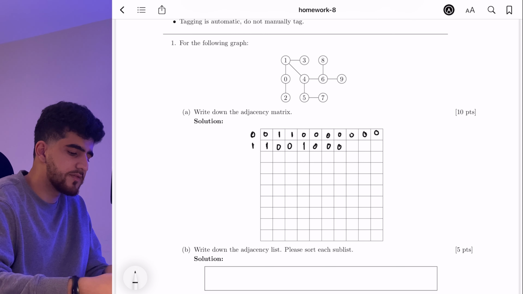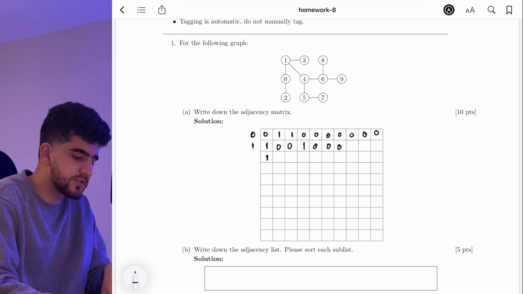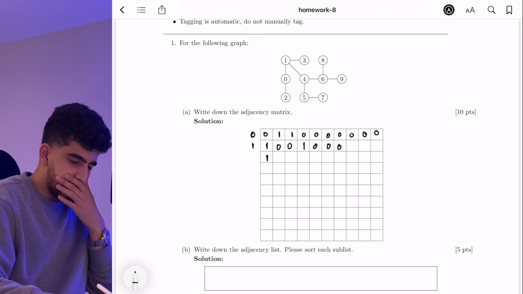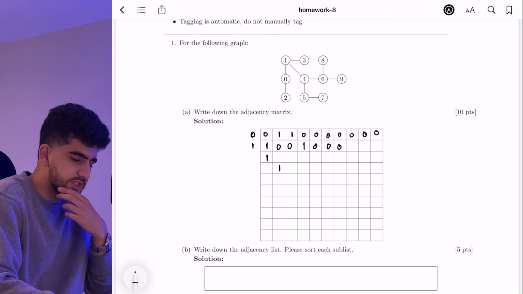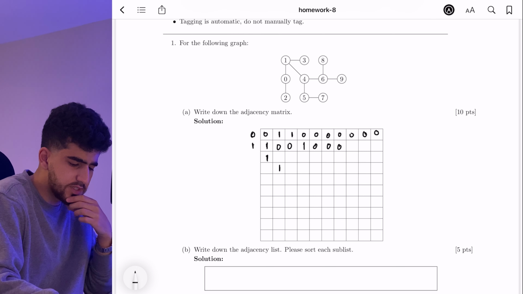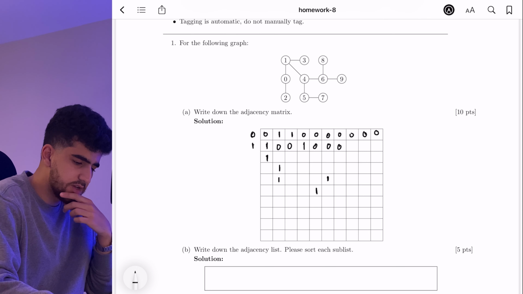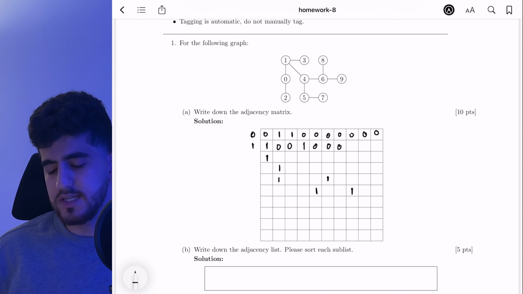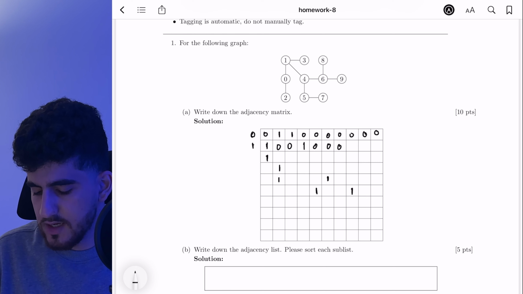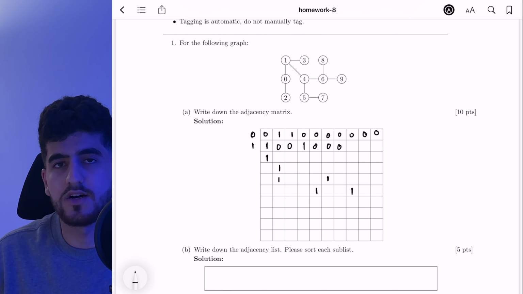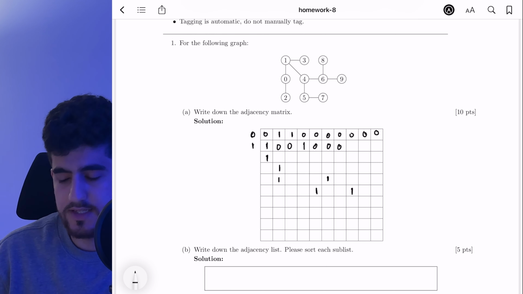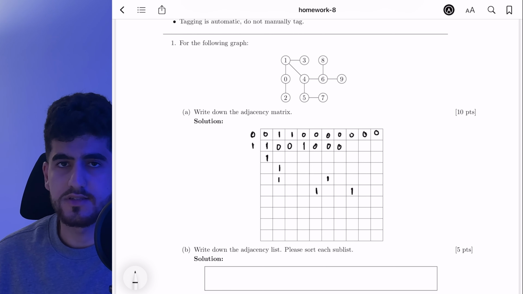And so on. Again, for vertex 2, it only has an edge to vertex 0. For vertex 3, it only has an edge to vertex 1. For vertex 4, it has an edge to vertex 1 and one to vertex 5. And 5 has an edge to vertex 4 and one to vertex 7. And so on. We can easily fill up everything, and the cells for these edges are 1 and the rest of them are 0. You can easily fill this grid. This is a very easy problem.